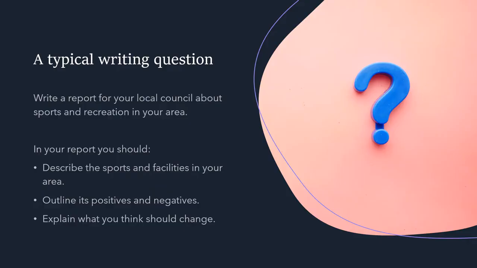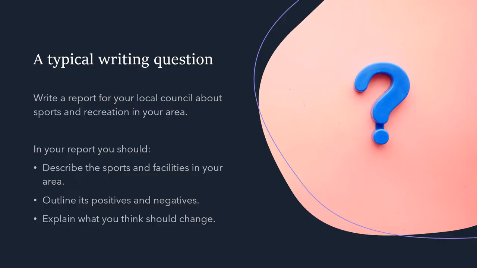This is a typical writing question. Write a report for your local council about sports and recreation in your area. So what this does, first of all, is it tells you the text type that you need to write. So always get into the habit of underlining that. So write a report. Then it's important to know who you're actually writing for, because then that will tell you if it's formal or informal, and also what it's about.